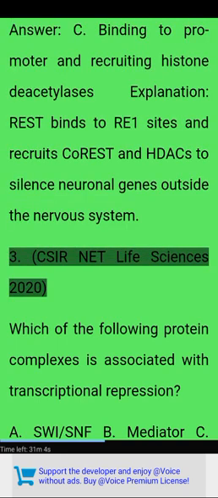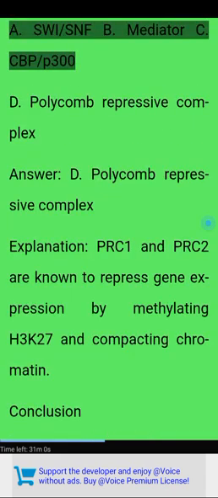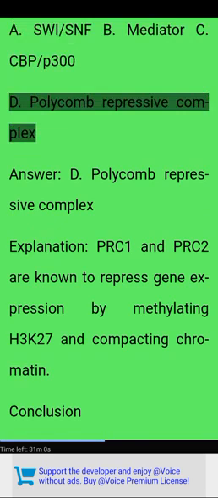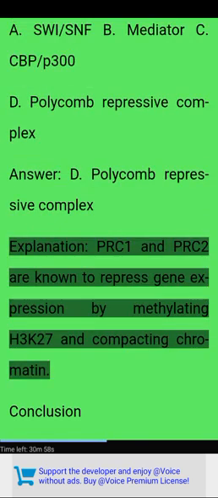3. CSIR Net Life Sciences 2020. Which of the following protein complexes is associated with transcriptional repression? A, SWI/SNF. B, Mediator. C, CBP/p300. D, Polycomb repressive complex. Answer. D, Polycomb repressive complex. Explanation. PRC1 and PRC2 are known to repress gene expression by methylating H3K27 and compacting chromatin.